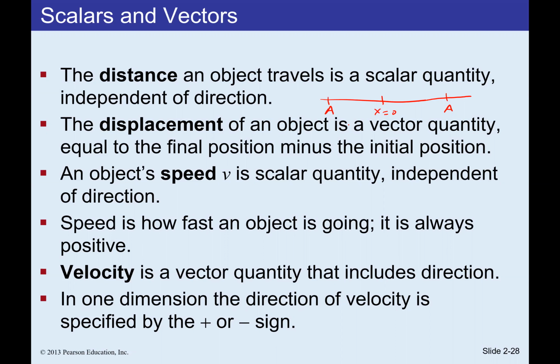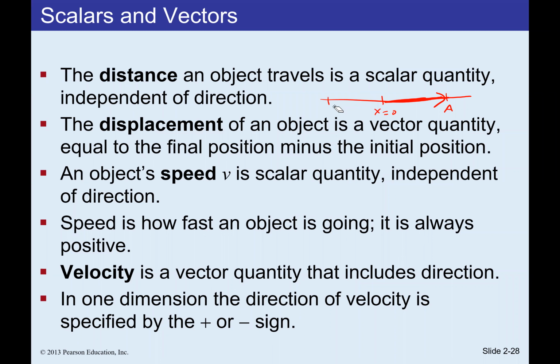Displacement of an object is a vector quantity equal to the final position minus the initial position. This one is a vector quantity because, let's say, A here happened to be on the right side, you have to move to the right to get to that. If you move to the left, you will not get to that point A, which is your destination. So displacement is a vector which is always given as final position minus initial position, which ends up being either positive or negative depending on which side you're moving.